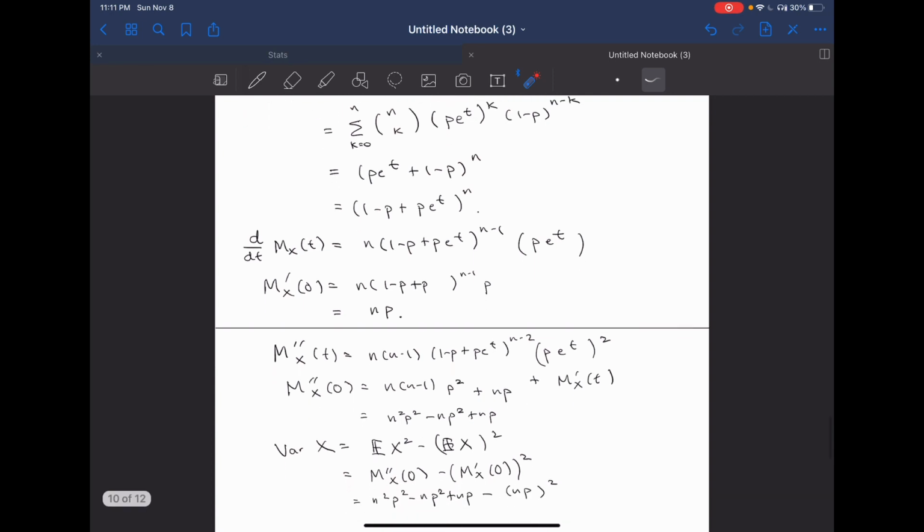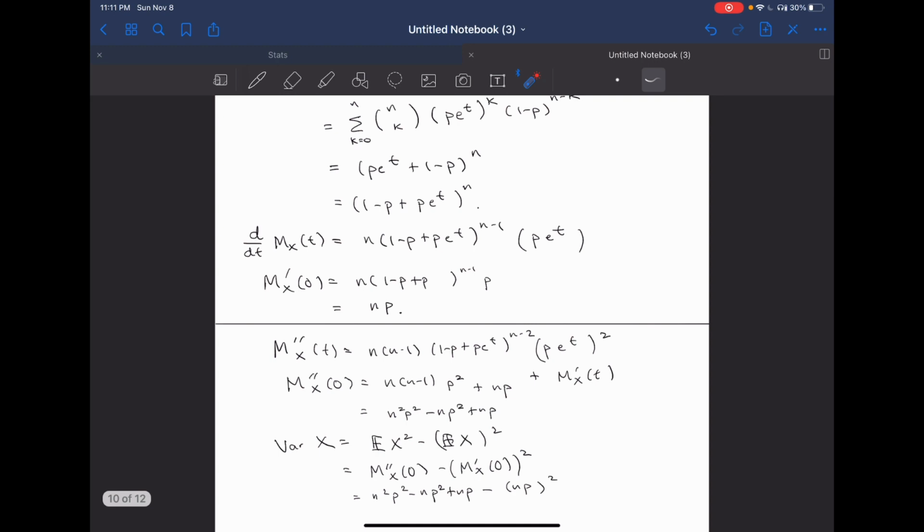And then we want to find the variance. So this gives us the second moment, E of X squared. We want the variance, and if you apply the definition, the variance of X is equal to E of X squared minus the quantity E of X, squared. And by definition of the MGF, we found this quantity.